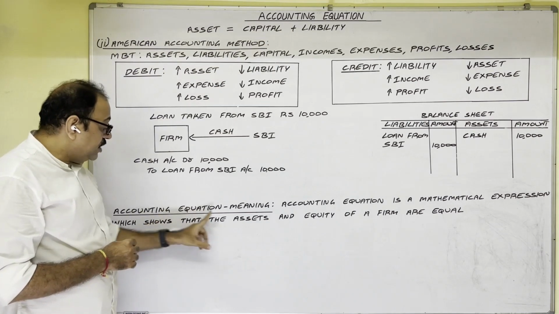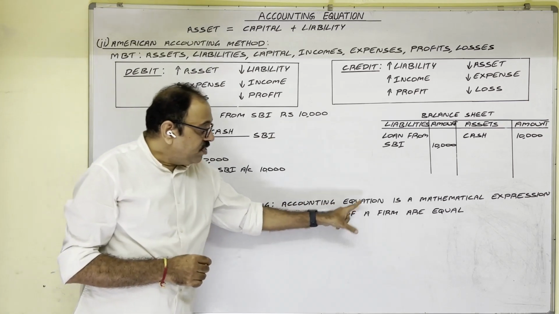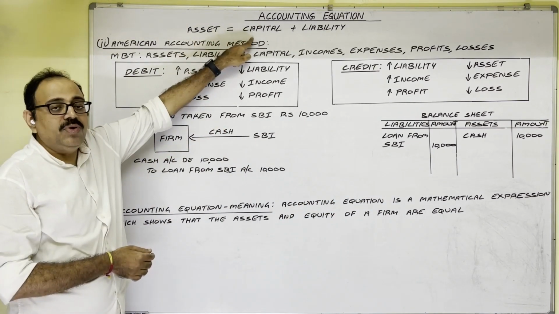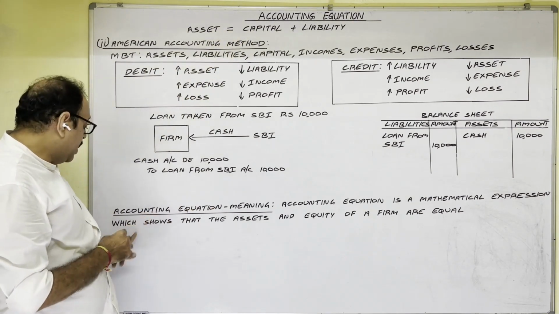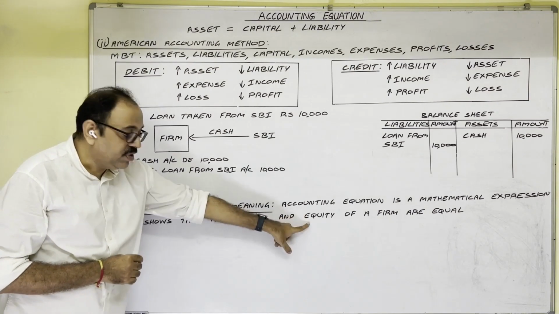Now you will understand this accounting equation meaning sentence. Accounting equation is a mathematical expression. See, this is one formula only now. It is expressed in terms of maths. Mathematical expression which shows that the assets and equity.